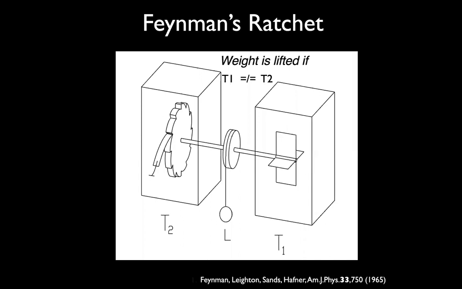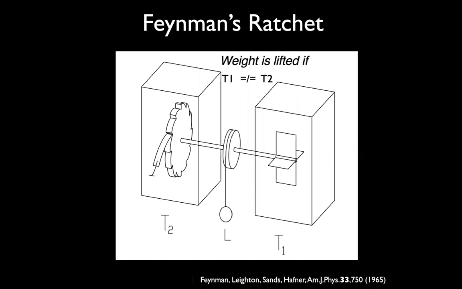First of all, let me talk about a classic physics problem called Feynman's ratchet. I don't know who in this room knows what Feynman's ratchet is. Two, three people. Okay. So Feynman, in his Lectures on Physics, proposed this type of experiment, which is quite fascinating. You have two thermal baths, two boxes that are disconnected, and these boxes can be held at different temperatures. So one is hot, one is cold, or vice versa.